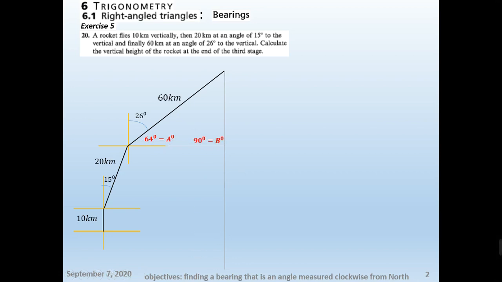And this one definitely, because they said that this is vertical. This is the vertical height of the rocket. So it's going to make 90 degrees here. So I named this one as B. And at last, C is going to be 26. Angles in a triangle, they add up to 180 degrees.